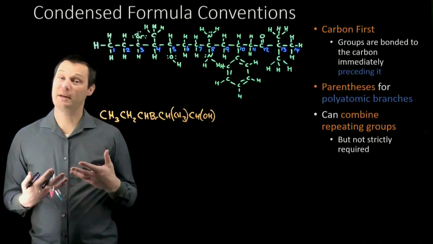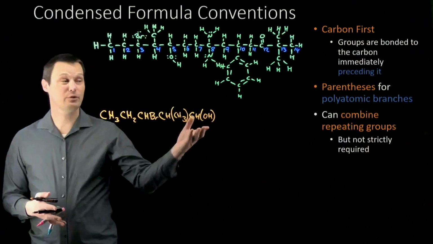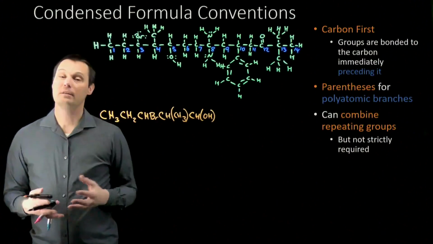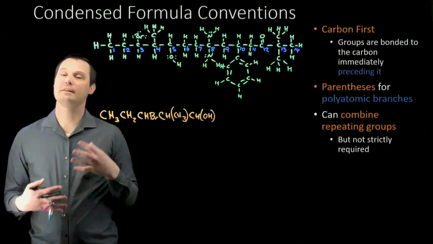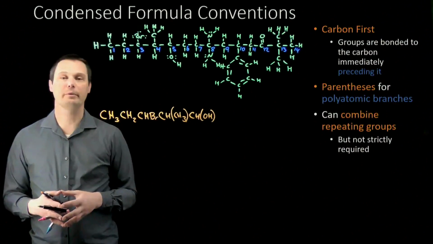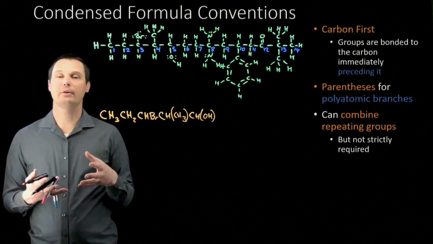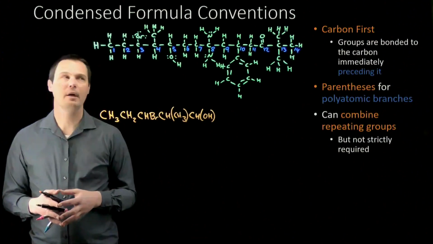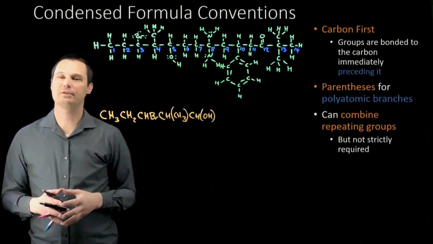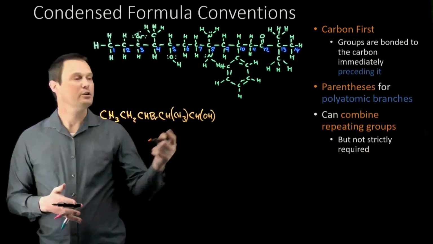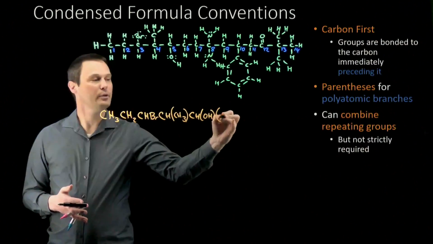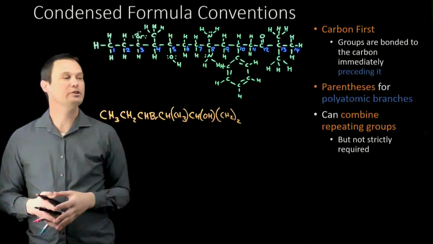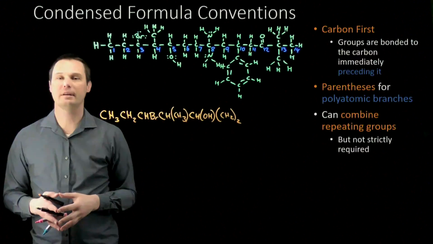The next convention is about saving space in condensed formula. This condensed formula is already getting pretty long. I'm a little bit nervous about how much room I'm going to have at the end. So the next condensed formula convention tells us how to save a little bit of space when we're writing the condensed formula. If we have repeating groups in the molecule, we can combine those groups in parentheses to show that they are repeating in the molecule. For example, carbon 6 and 7 are identical. They're consecutive CH2 groups. So after this OH group, we can, in parentheses, put this CH2 group twice. We can say that there are 2 additional CH2 groups coming up next in the condensed formula backbone.